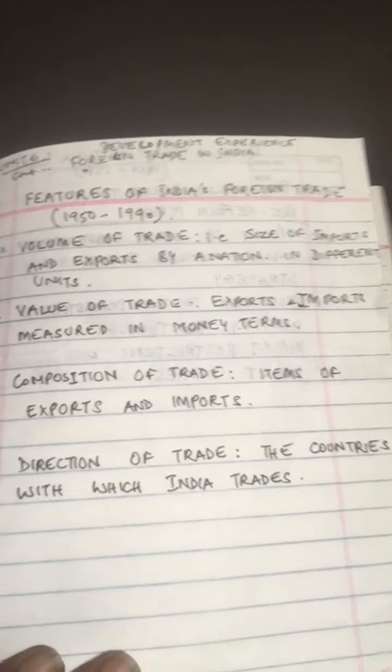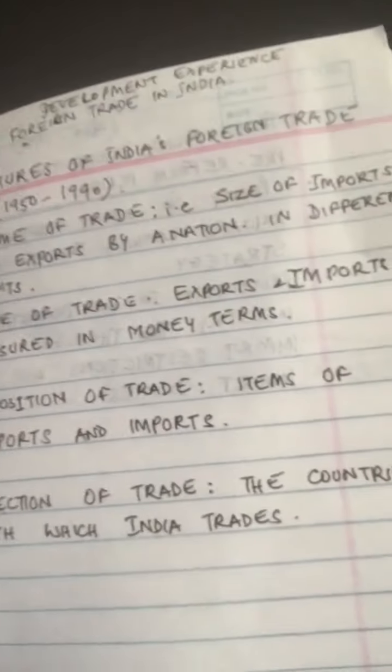Another important thing was that we had little or no trade relations with other developing countries. So with that, we finish off the features of India's foreign trade, and I've already asked you to do a little homework. I hope you do it.